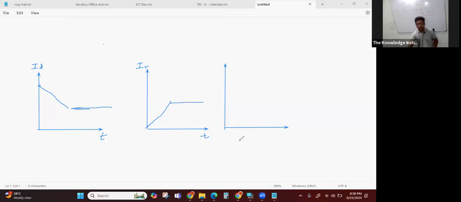You can see here ID starts with a maximum value, IR starts with 0, and with time ID decreases, IR increases, and then they become the same value. The number of electrons going to this side is equal to the current going to the other side. So they become like a dynamic equilibrium, so that ID and IR become a constant value.